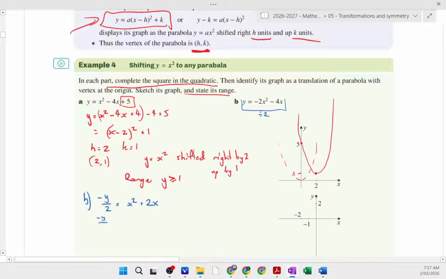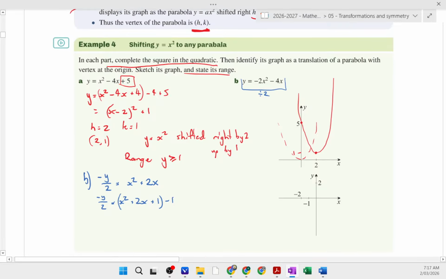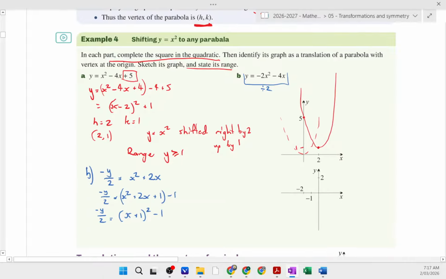So I've still got minus y over 2 equals x squared, halve it and square it, plus 2x plus 1. And then I've got to subtract the 1 as well just to balance out that equation. So I've now added nothing to it, which means I have minus y over 2 equals x plus 1 all squared minus 1. And then I can just bring that minus 2 back over. So I've got y equals minus 2 outside of x plus 1 squared plus 2.